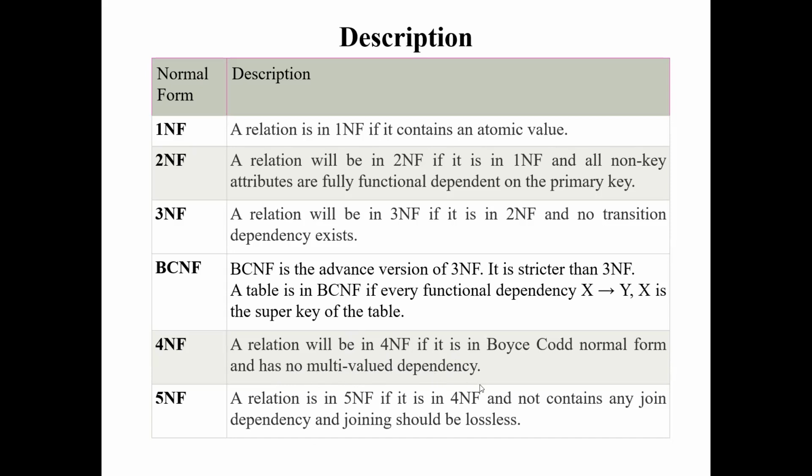Coming to the fifth normal form, it satisfies the fourth normal form and does not contain any join dependencies. So these are the rules of all the normal forms. Finally, we conclude: first normal form accepts only atomic values. Second normal form accepts only fully functional dependency. Third normal form does not allow transitive dependencies. In BCNF, we consider functional dependencies where the left-hand side is always a super key. Fourth normal form does not allow multi-valued dependency. Fifth normal form does not accept join dependency. This is the information about all the normal forms.